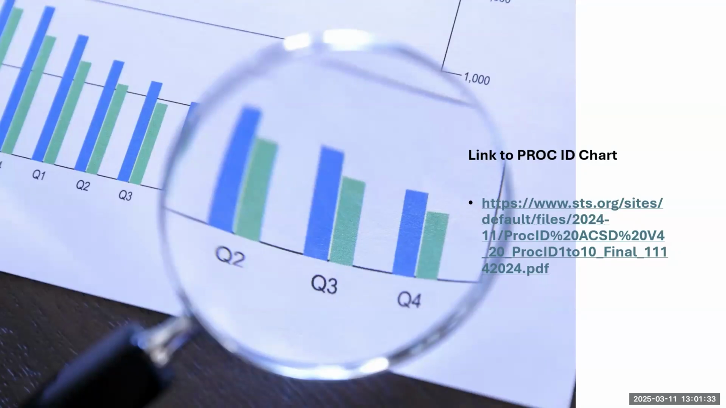I have taken screenshots, for those of you who've looked at the PROC ID chart, and if we have time, we can look at it. But it's a running document, so the headings don't always carry over throughout the document. That's why I've done screenshots, just to elaborate on things and make it a little easier to visualize.